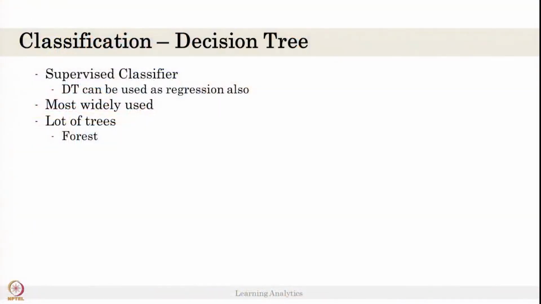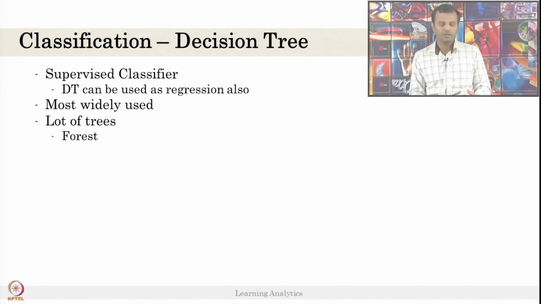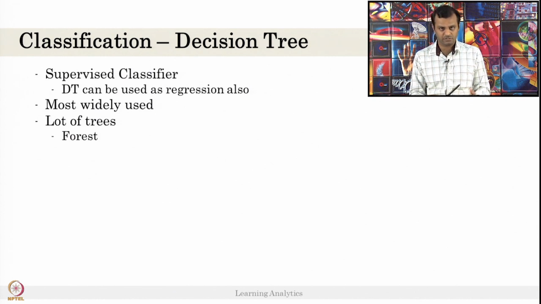In this video we will discuss decision tree classifier. It is also a supervised classifier. Decision tree can also be used as a regression, which is why it is called CART, C-A-R-T. Check out what CART is: classification and regression tree. So, decision tree can be used as a classifier also.